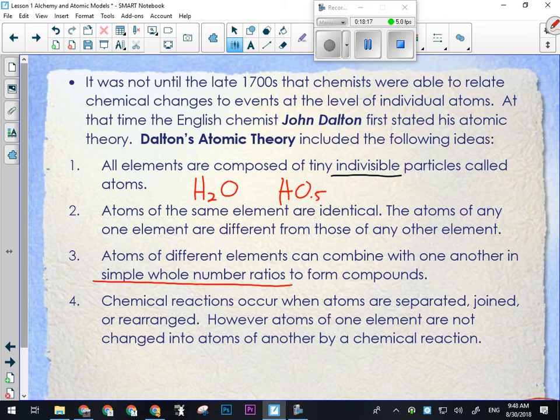Right? It's the same ratio. It's still 2 to 1, but I can't have half an oxygen atom. Half an oxygen atom is something else because it wouldn't have the same number of protons. Everybody kind of follow me there? So always simple whole number ratios, 2 to 1. You never have a piece of an atom. You always have whole atoms.